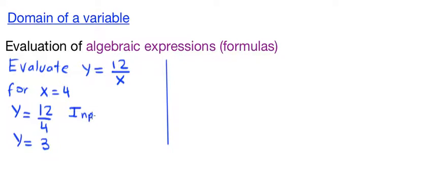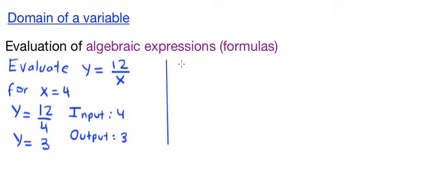Input 4 will give us an output 3. We can say then that we have successfully evaluated x equal 4 into this formula, in the sense that we got a meaningful output, a real number 3, right?